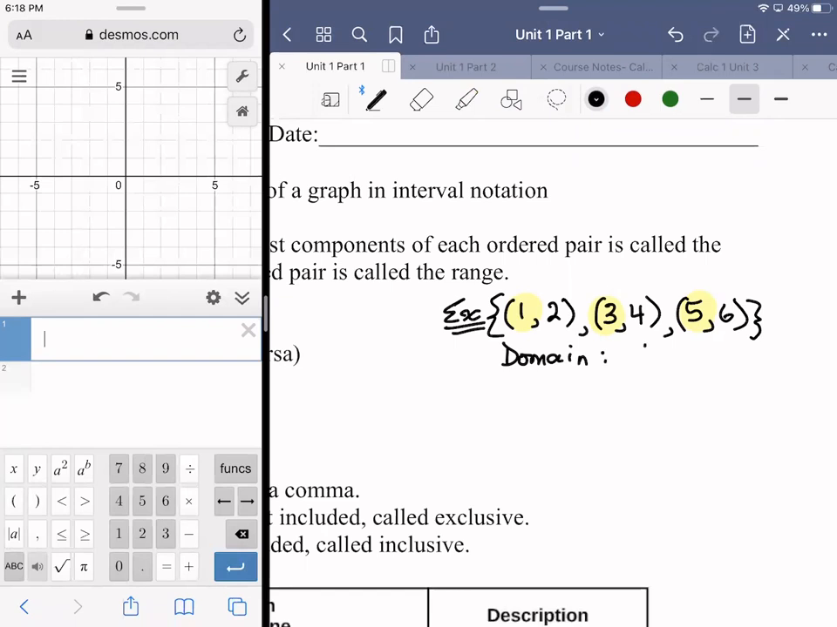Domain would be the numbers 1, 3, and 5. The range, because the domain is the first entry in each ordered pair, would be the second entry in each ordered pair. In this case, 2, 4, and 6.